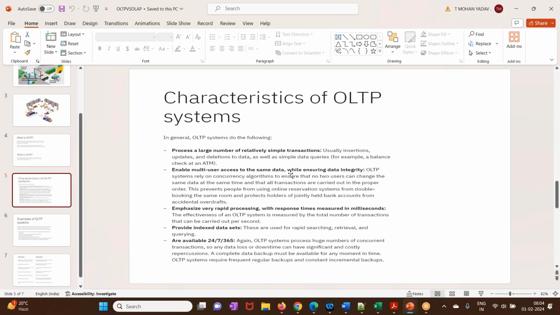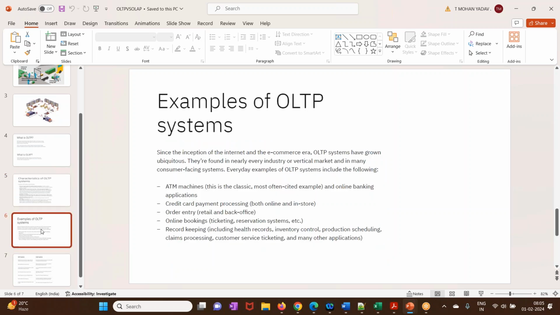This is what the characteristics are. Large transactions are performed by multiple users. These are the major characteristics of transaction processing systems. Some examples of transaction processing include ATM machines, where multiple users can access ATMs at the same time. Credit card payments are another example. Order entry, where different people can place orders at the same time. These are a few examples of OLTP systems, where they help us keep records of day-to-day transaction activities.